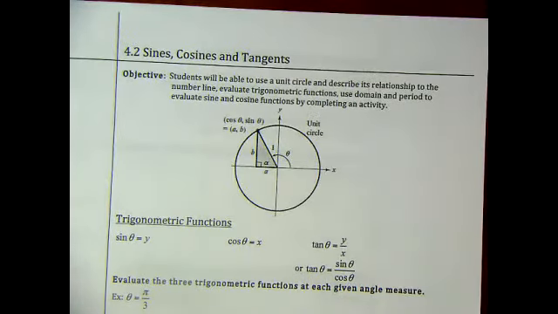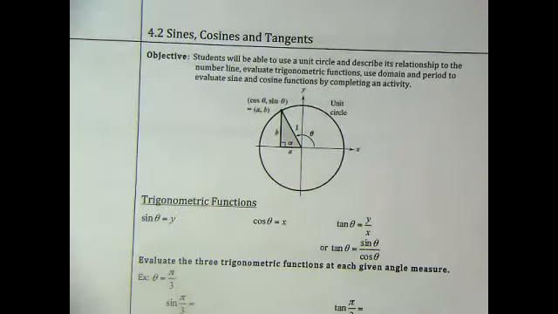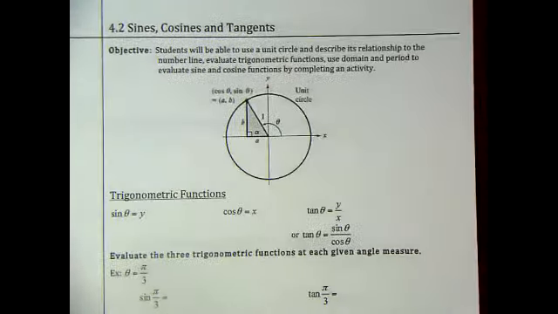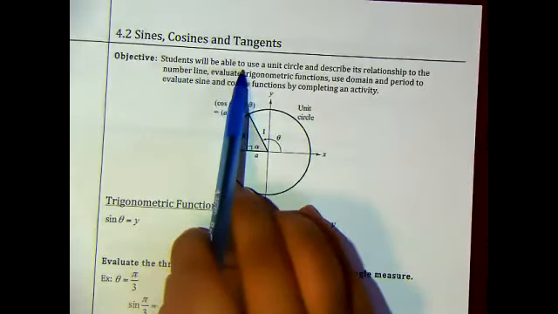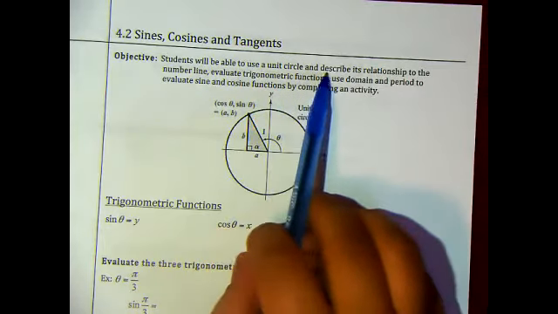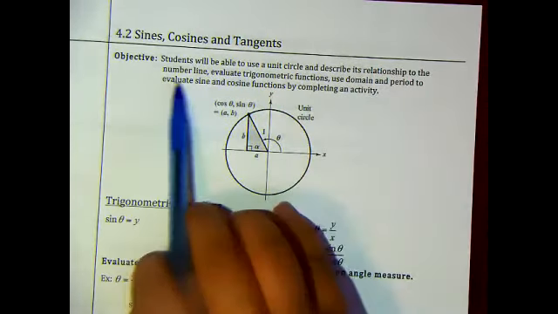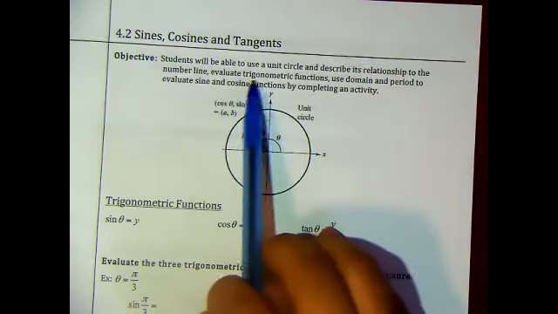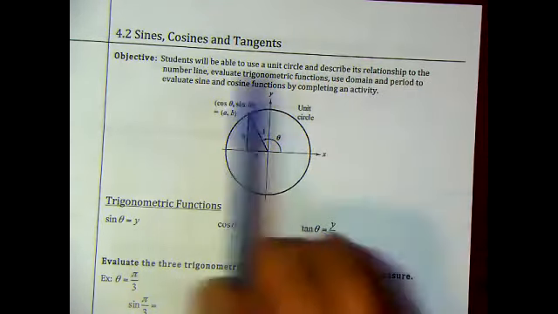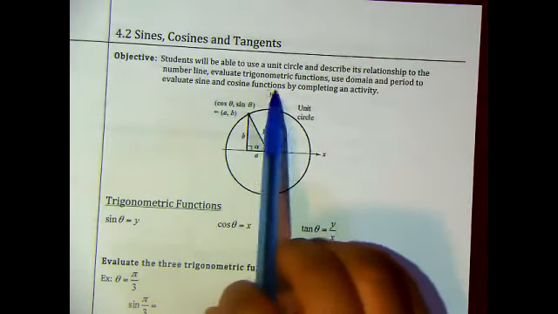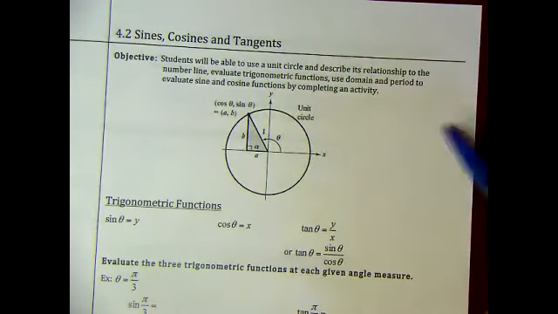So let's go ahead and get started with our notes. We're doing 4.2 sines, cosines, and tangents. Our objective for today is that students will be able to use a unit circle and describe its relationship to the number line, evaluate trigonometric functions, and use domain and period to evaluate sine and cosine functions by completing our activity.